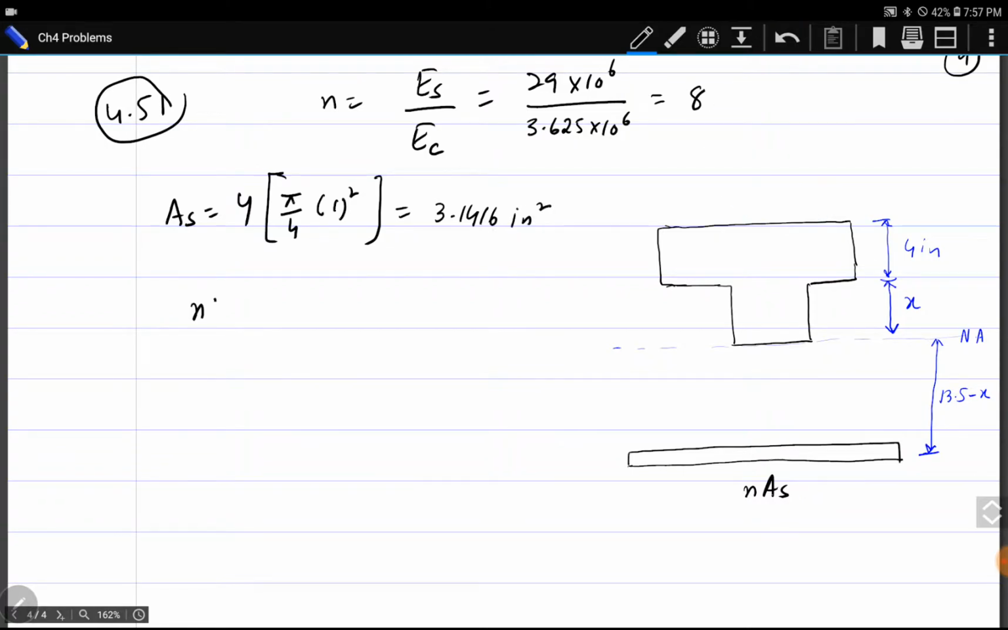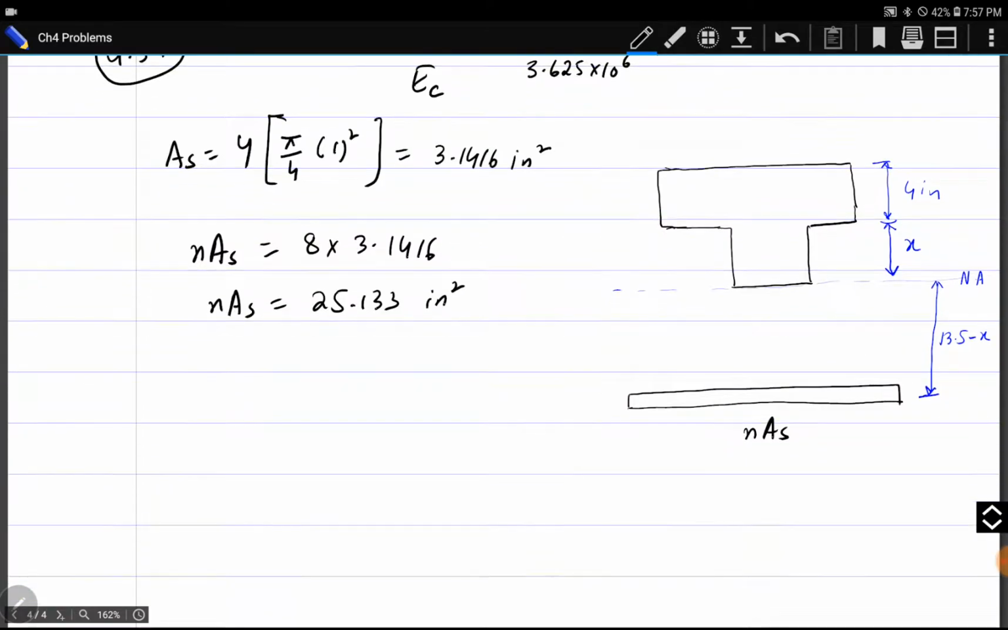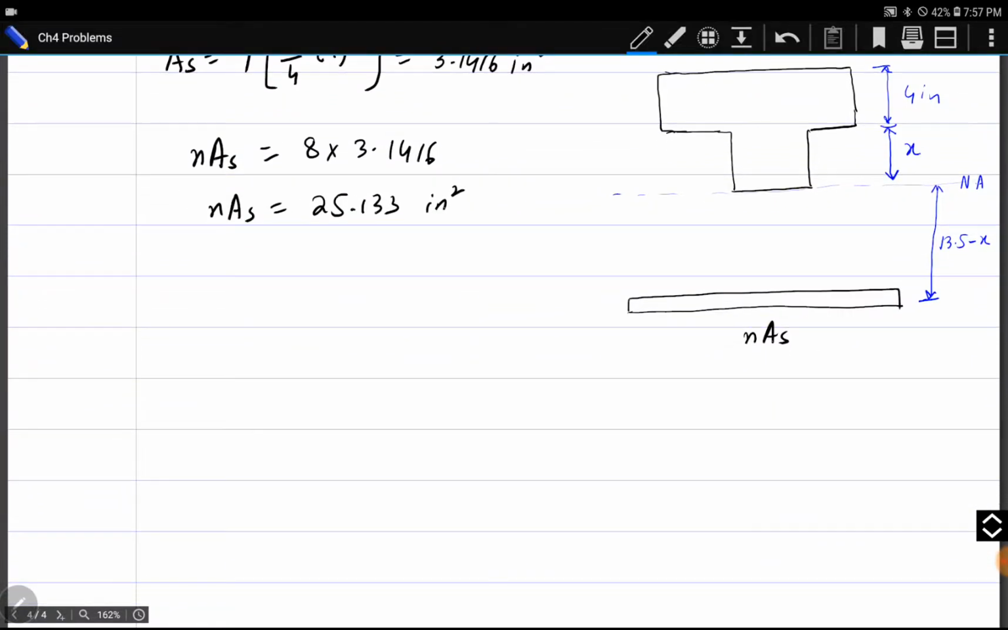And N times area of steel, NAS, becomes 8 multiplied by 3.1416. It is 25.133 square inch. Okay, now we will find location of neutral axis. So for that we need to find x. As discussed earlier, around the neutral axis, summation of the first moment of area must be equal to 0.